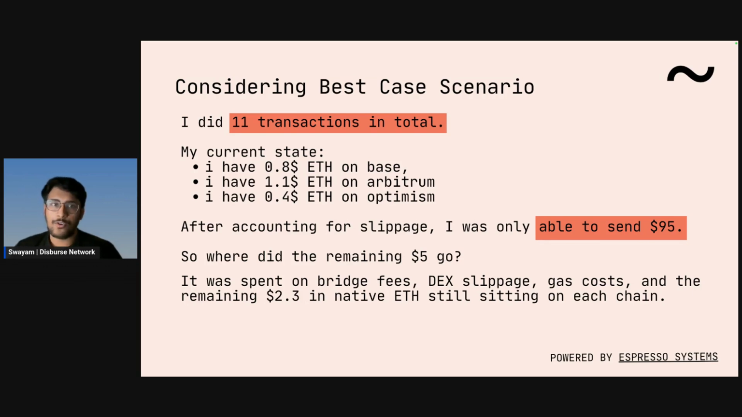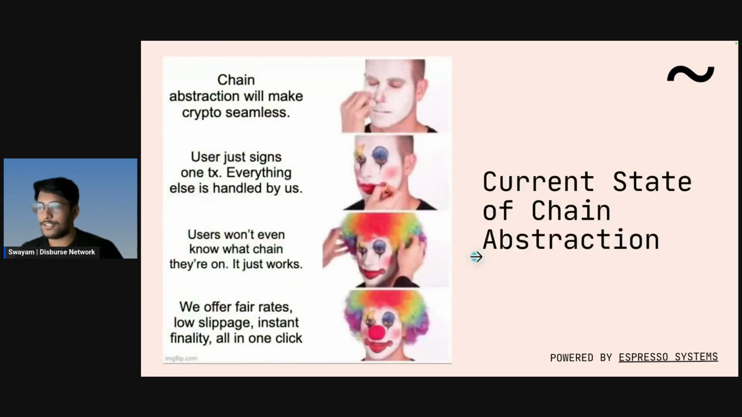Also, after sending out this payment, I was only able to send $95. The $5 went to the DEXs and all these bridges, and I also had $2.3 of native gas sitting on different chains. And I didn't like the UX at all.